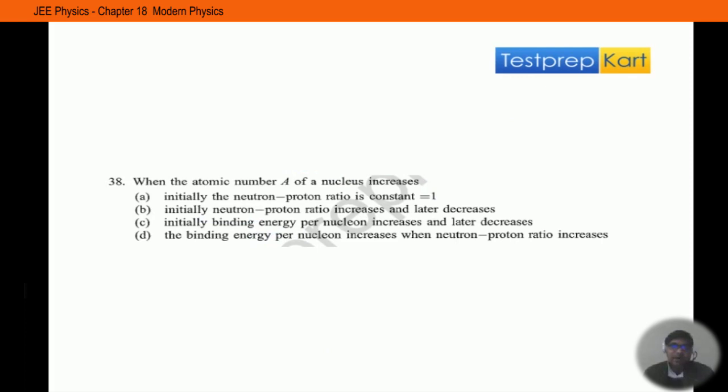Next is, when the mass number A of a nucleus increases. So initially the neutron and proton ratio is constant. It is right that when the neutron proton ratio is constant, then during the electron capture process this number A increases. And second, initially the neutron proton ratio increases, later decreases. It is not right. But if we talk about the binding energy, at the initial state when the nuclear size is increasing, then binding energy increases. You can refer to the graph between binding energy and the size of the nucleus. And later when the nucleus gets heavier, then it decreases. So C is right. The binding energy per nucleon increases with neutron-proton ratio increase. It is not always true. So A and C are correct.